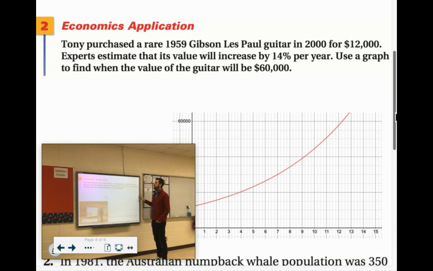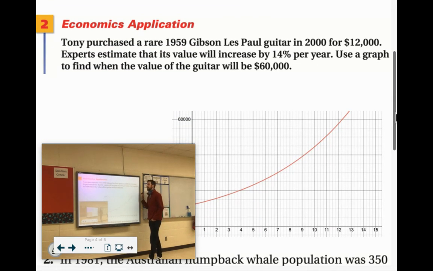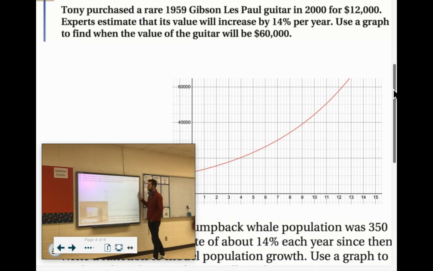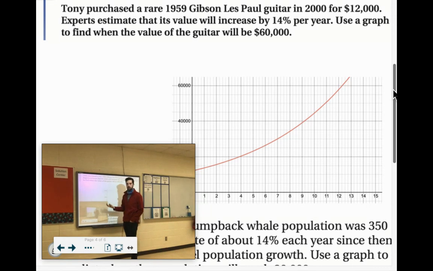So Tony purchased a rare 1959 Gibson Les Paul guitar in 2000 for $12,000. Experts estimate that its value will increase by 14% per year. Use a graph to find when the value of the guitar will be $60,000. So here's the graph, but how would we get the formula for this graph? That's what we have to figure out.